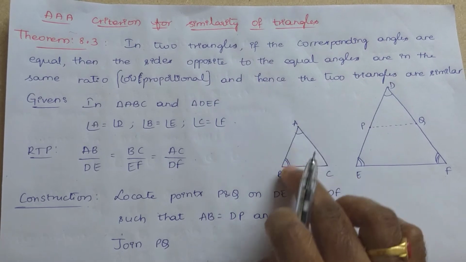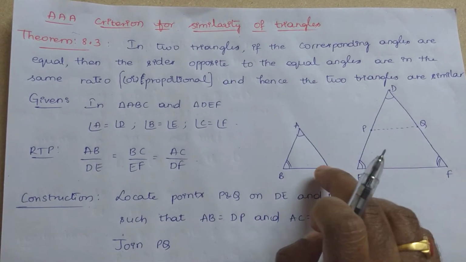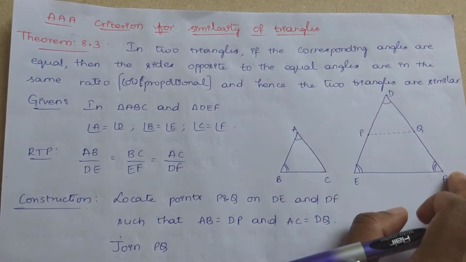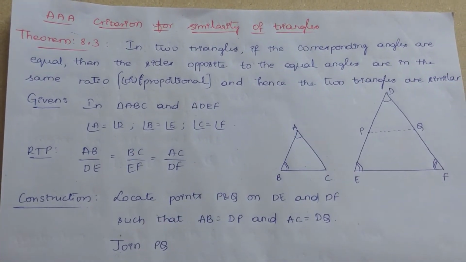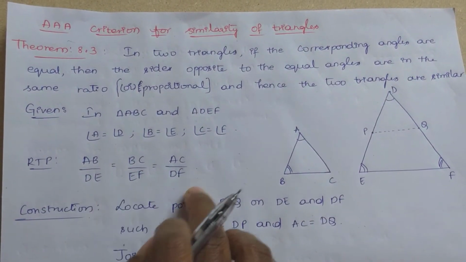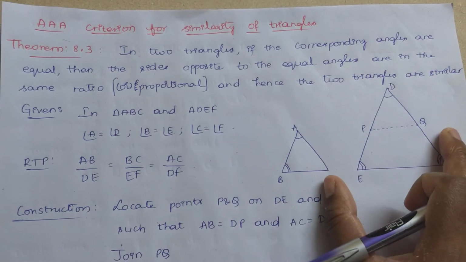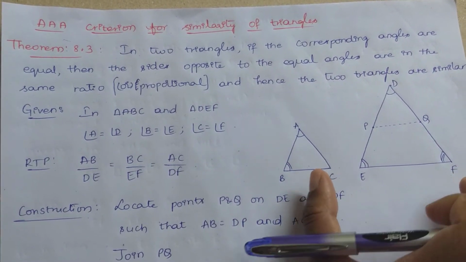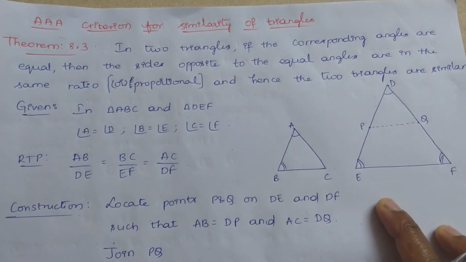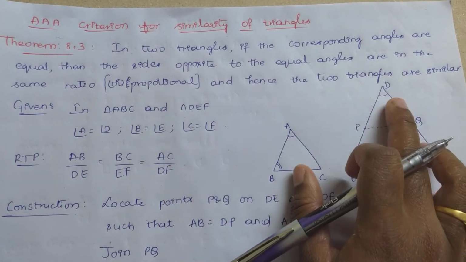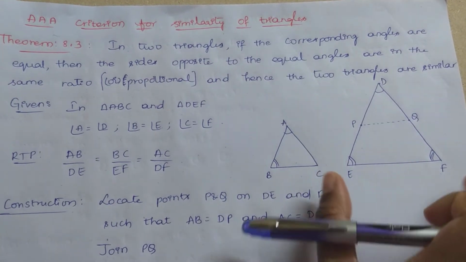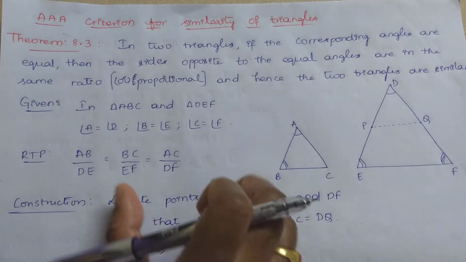It means that AB by DE equals BC by EF equals AC by DF. That is what we have to prove. Okay, that is the required to be proved part. So what is the given part here? They have given two triangles, triangle ABC and triangle DEF. They have told that the corresponding angles are equal. It means angle A equals angle D, angle B equals angle E, and angle C equals angle F. So this is the given information, and required to be proved.